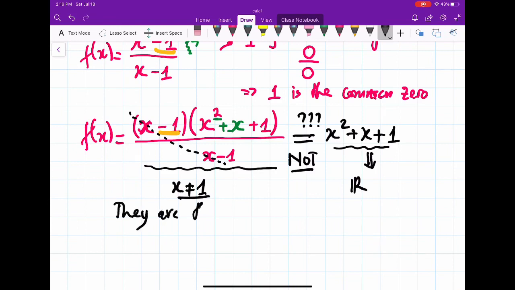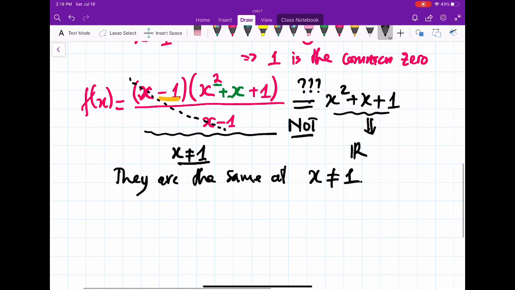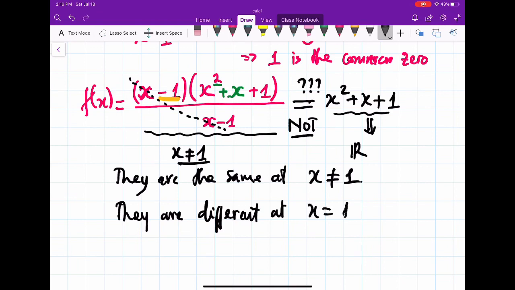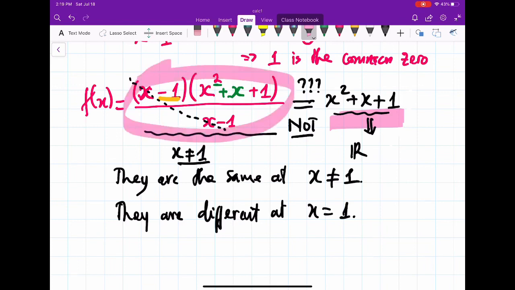They are the same. Let's say that they're the same at any point x which is different to 1. But they are different at x equal to 1. You see that? Because this function is defined at 1. You plug 1 into this function, you get 3. But this function is not defined at 1, because there's no way to divide by 0, or 1 is not in the domain of the function f.